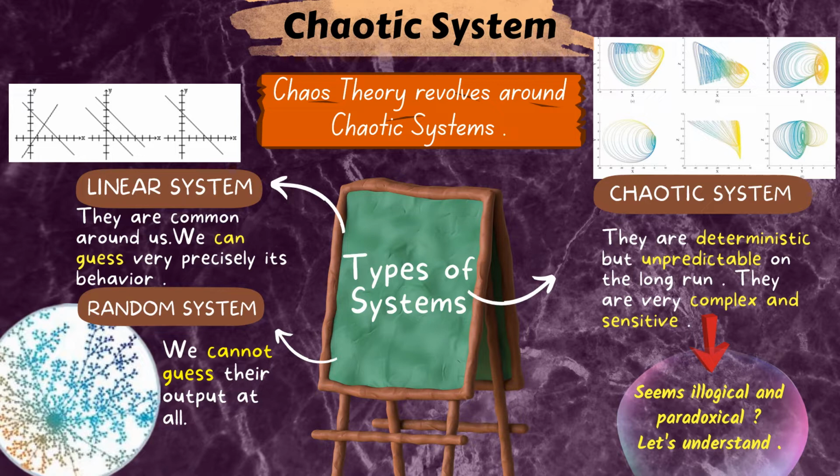We're all aware of linear systems. They're the systems whose graph is a straight line like this. Random systems are actually random. We cannot guess their output at all. For chaotic systems, the output is deterministic, but at the same time, it's unpredictable. They're complex and sensitive. This statement seems a bit illogical and ambiguous, so let us have an understanding of what I actually mean by this.